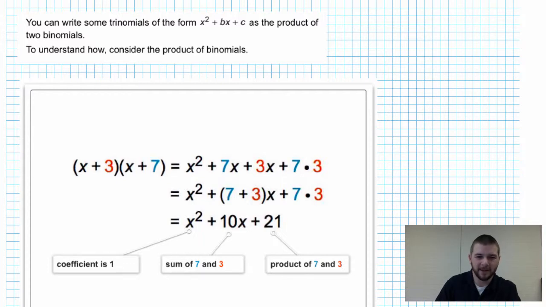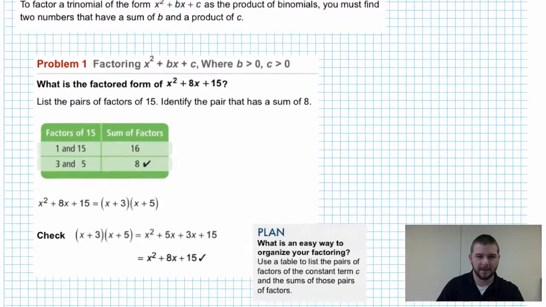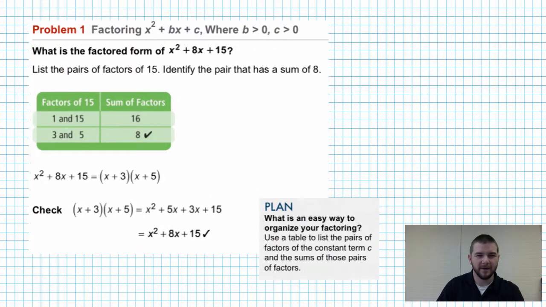Realizing this will save you a lot of time as we move forward in the section where you will be asked to factor on your own. Here's an example. Factoring x squared plus bx plus c, where b is greater than 0. Note that means b is positive, and c is also greater than 0. The question is, what is the factored form of x squared plus 8x plus 15?